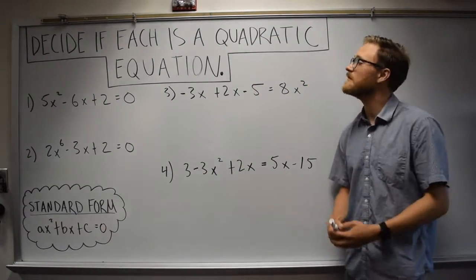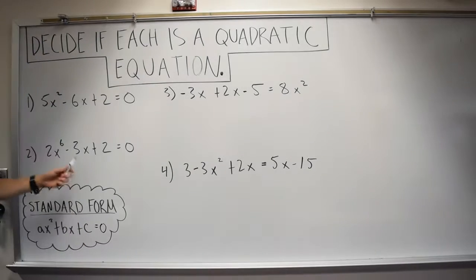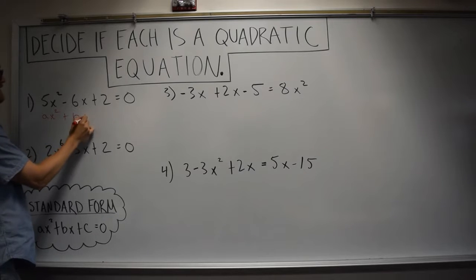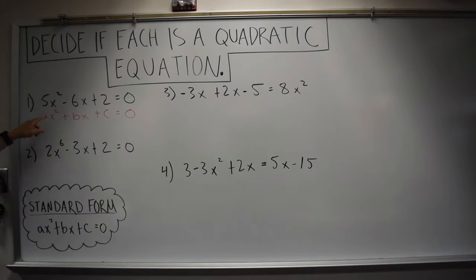If we can write it in standard form, then we're going to say it's a quadratic equation. So in the first one here, we have 5x squared minus 6x plus 2 equals 0. If I look at standard form, this first one matches exactly. So I have my squared term, or my a term, ax squared, plus my b term, and then my c term, which equals 0. So ax squared is 5x squared, bx is negative 6x, and c, or my constant, is 2. So this one's definitely a quadratic. It was already in standard form. We didn't have to do anything.